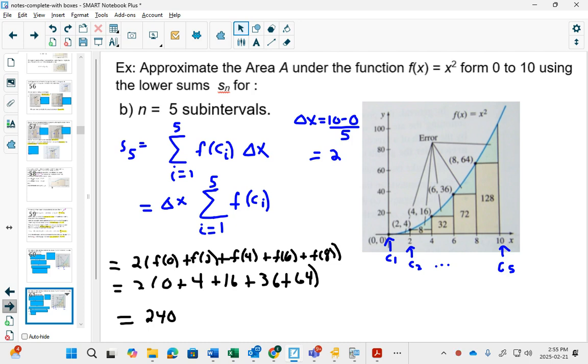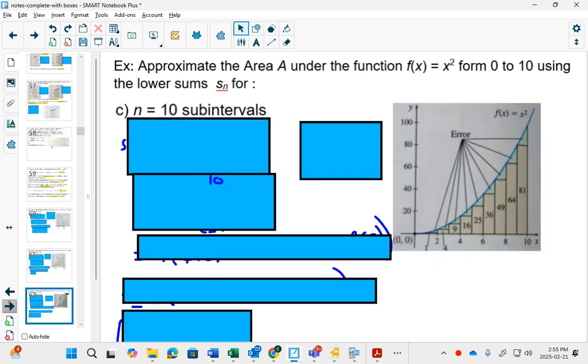Anybody want to guess where they're thinking it's going? What do you think the area under the curve is going to be? It's more than 240. You think it'll get up to 2,000? I don't think so. 300. Okay. We got someone saying 300. Let's do 10 intervals. This is going to be closer.